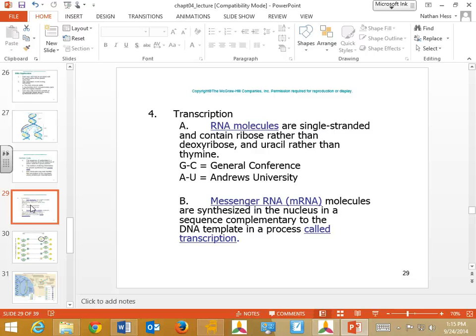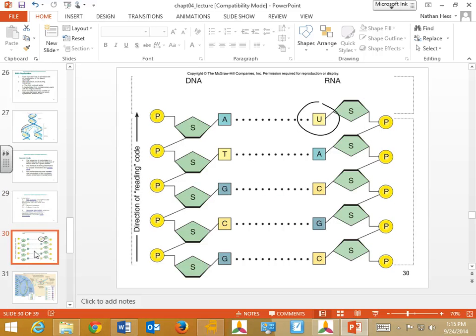RNA molecules are only one strand, not 2 strands. So no double helix, no spinning. It's just simply one strand of these bases put together. And what they do is they come into the nucleus, right? These messenger RNA molecules are in the nucleus, and they're the ones making this copy of the DNA.